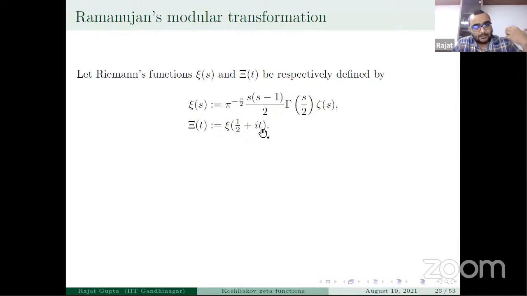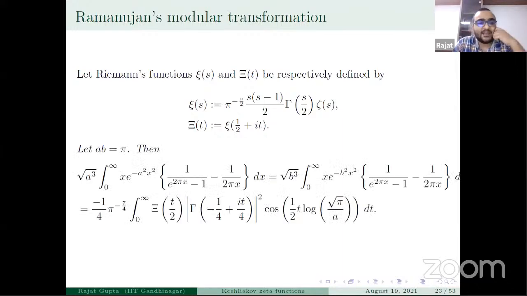Then Ramanujan considered that if you take AB equal to pi, then the following modular relation holds. And before going to the next slide, let me say that in the Koshliakov manuscript, Koshliakov devoted the last chapter completely to the theory given by Ramanujan, like modular relations.